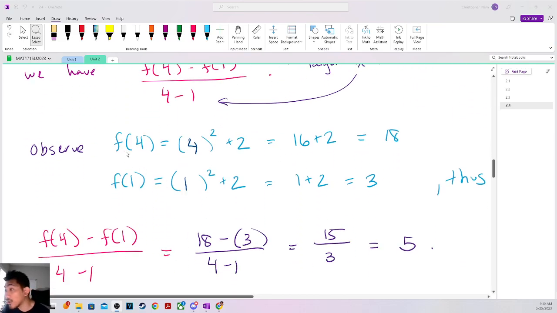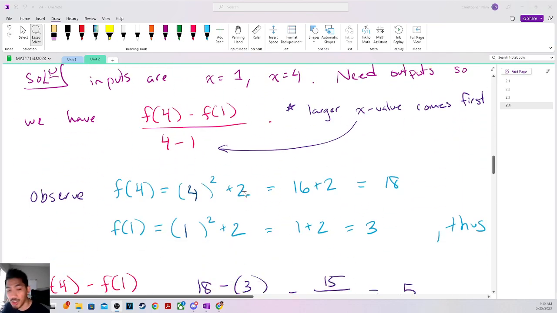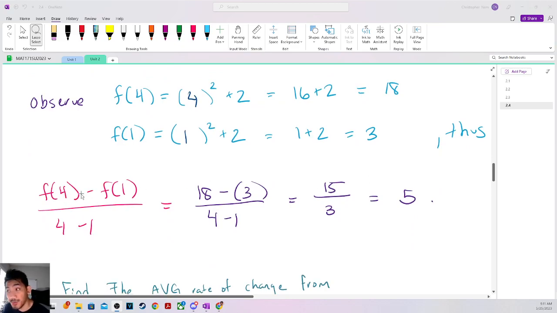So if I calculate the outputs, f of 4 and f of 1, using the function x squared plus 2, I have these outputs 18 and 3. Now I'm going to substitute everything in over here. Now this is a subtraction symbol. Subtraction can be very annoying to deal with. So I'm just going to use parentheses here so I don't mess up. And I get 18 minus 3 over 4 minus 1. This is 15 over 3, which is equal to 5. The average rate of change, or that slope of the secant line, is going to be 5 over 1, or 5.